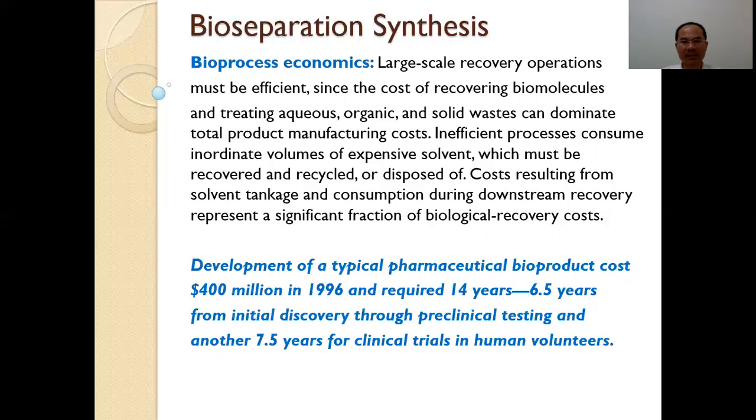For example, the development of a typical pharmaceutical bioproduct costs maybe $400 million in 1996 and requires 14 years: 6 years from initial discovery to preclinical testing and another 7.5 years for clinical trials in human volunteers.